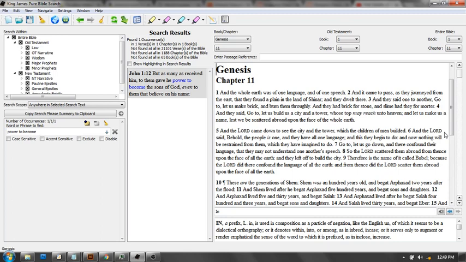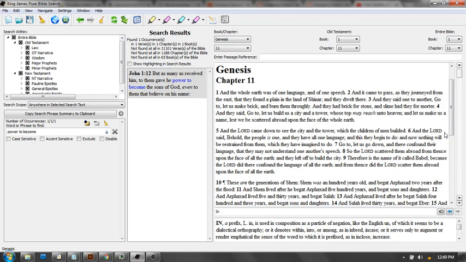Multiply and replenish the earth. Fill the earth. But now look at the reason why these people have decided to build a tower whose top may reach unto heaven. And let us make us a name, lest we be scattered abroad upon the face of the whole earth. Could that be the reason why God comes to destroy it? I don't know. But look at their reason, and then when you pay attention to what God commands Noah in the previous chapter, maybe that might make more sense.